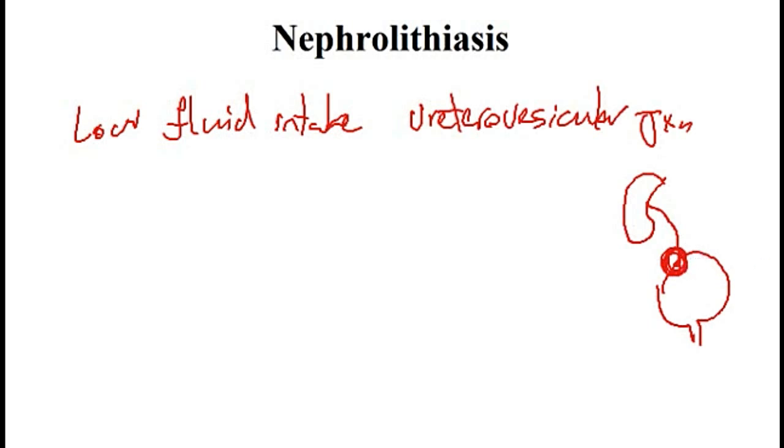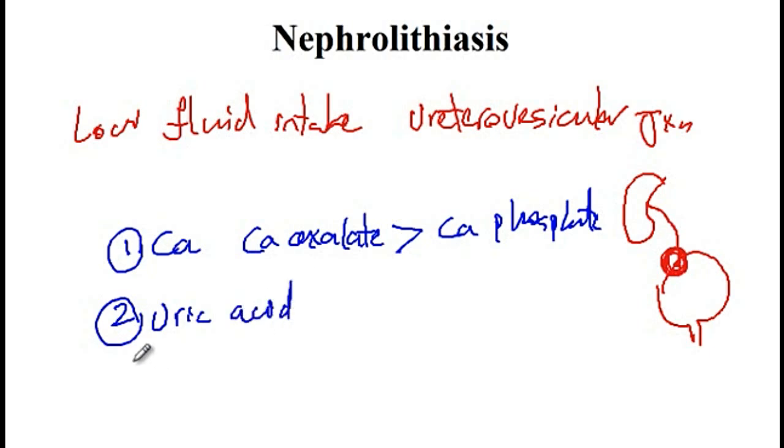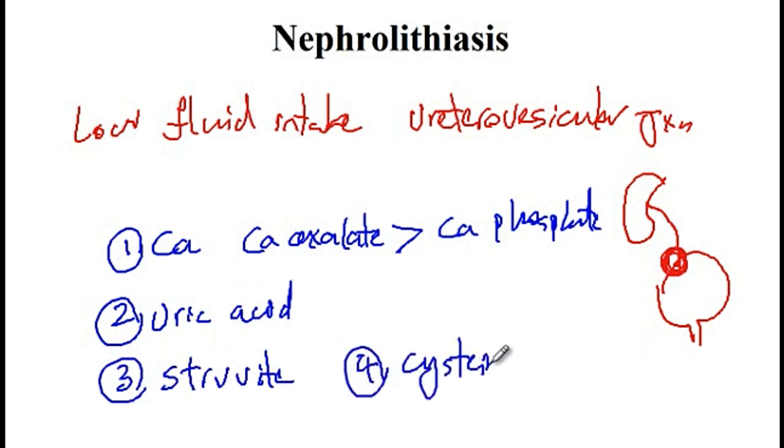So there are 4 types of stones, which include the calcium stones, and calcium stones account for 80% of all the forms of nephrolithiasis. Calcium stones are also divided into 2 types: calcium oxalate, which is more common than calcium phosphate. The other forms of renal stones include uric acid stones, struvites, and then cystine stones, which I'm going to discuss each one of them next.